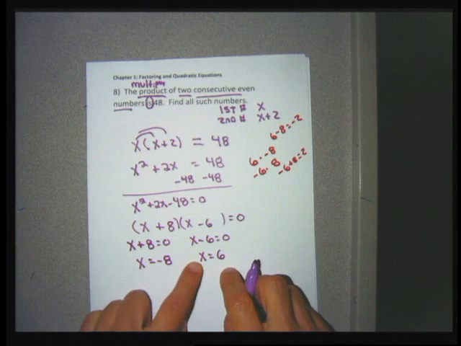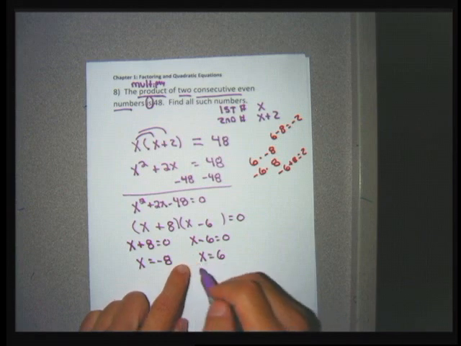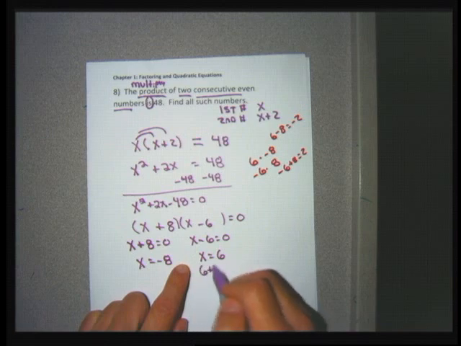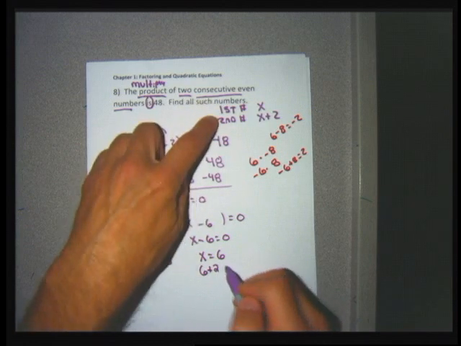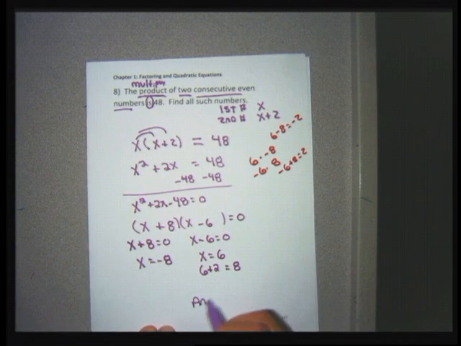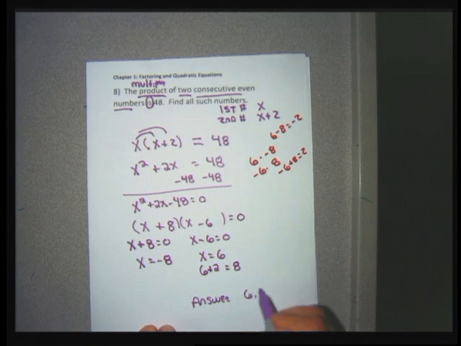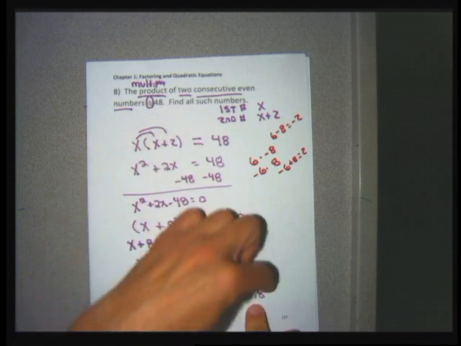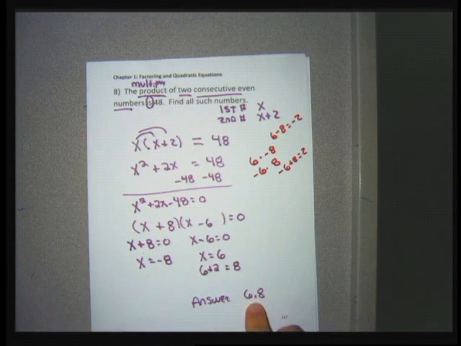So for the 6, I'm going to add 2 and go 6 plus 2 and call 6 the first number, and the second number is going to be 8. So in my answer, one pair of consecutive even numbers that I'm going to work with are the numbers 6 and 8. 6 and 8, their product is 48, and on a number line without odd numbers, they're next to each other.